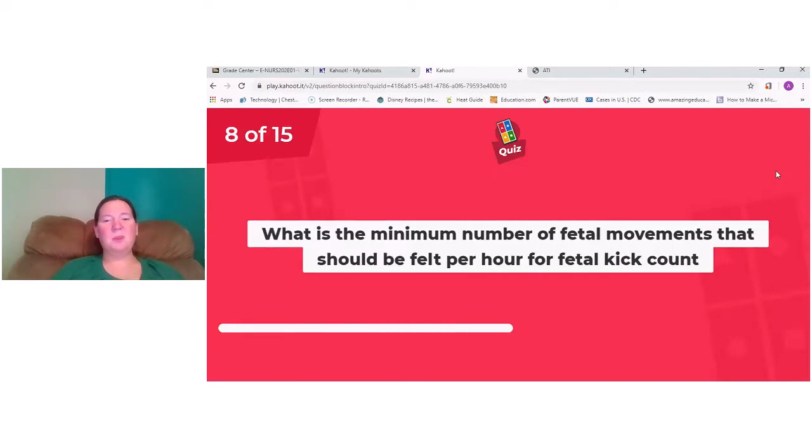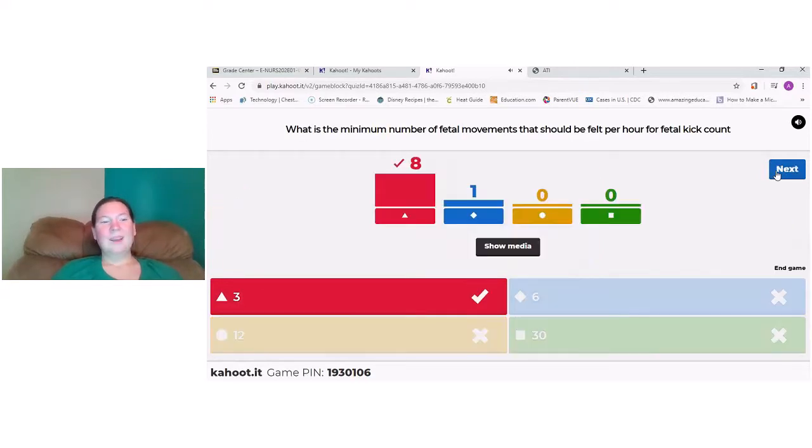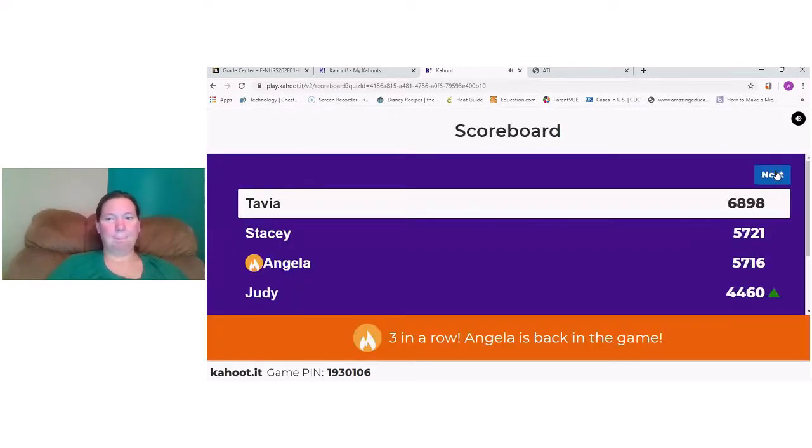So what is the minimum number of fetal movements that should be felt per hour for a fetal kick count? I mentioned that one. 3, 6, 12, or 30 minimum. Great job. Minimum is 3. Typical is around 30 an hour, but the absolute minimum is 3. Less than 3, we got a problem.